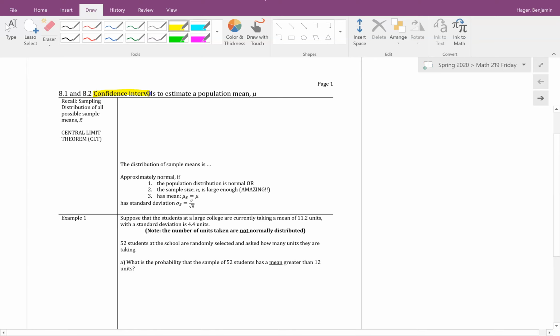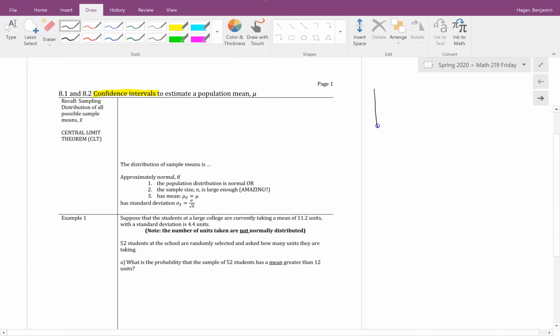Confidence intervals is a very important idea in stats. First of all, we're going to look at confidence intervals relating to a mean, a population mean. So that's what 8.1 and 8.2 covers. And then 8.3 is going to cover finding confidence intervals to estimate a population proportion. So the whole idea here, just let me give a rough example.